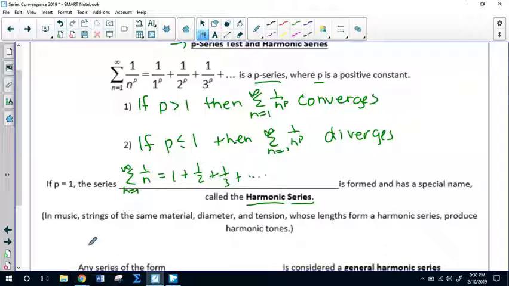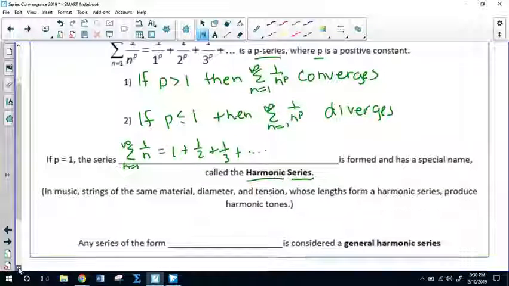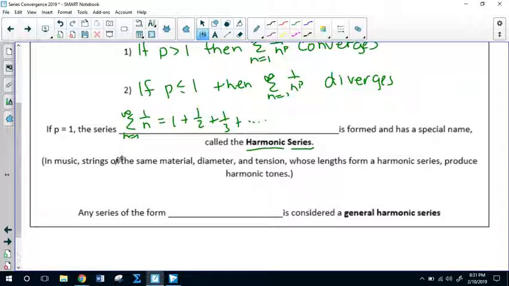I just point this out because I have a lot of music people in my classes. You should understand things about harmonic things that occur in music, and I just thought I'd point out where it comes from. So in music, this is one piece of it. Strings of the same material, diameter, and tension, whose lengths form a harmonic series, produce harmonic tones. So all of it is related.